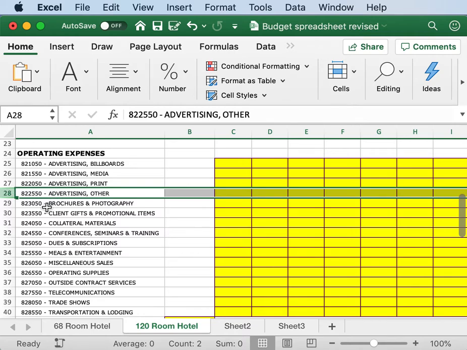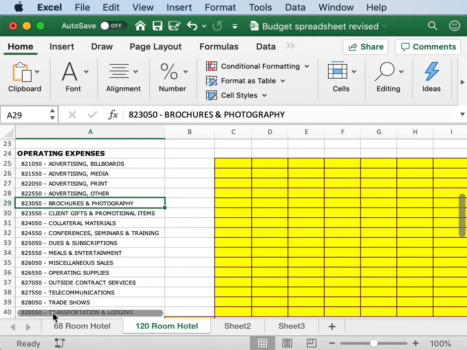Anytime you have like just an other category, we try to minimize whatever we're spending there. Generally, anything that falls in an other category would end up being a very small amount on the budget. Next we have brochures and photography.